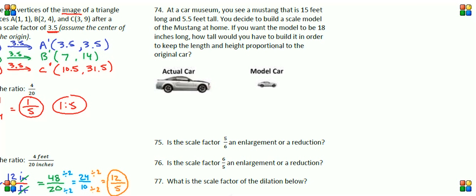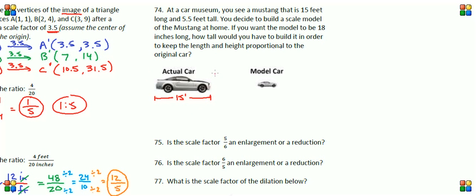Question number 74. At a car museum, you see a Mustang that is 15 feet long and 5.5 feet tall. Let's go ahead and label our drawing right now, because we know those measurements. We've got 15 feet for the length of our car, and we have a height of 5.5 feet.